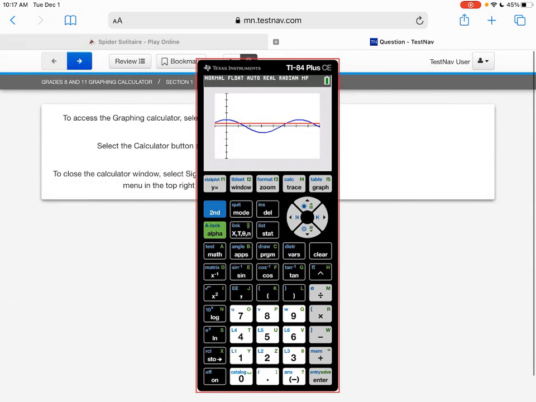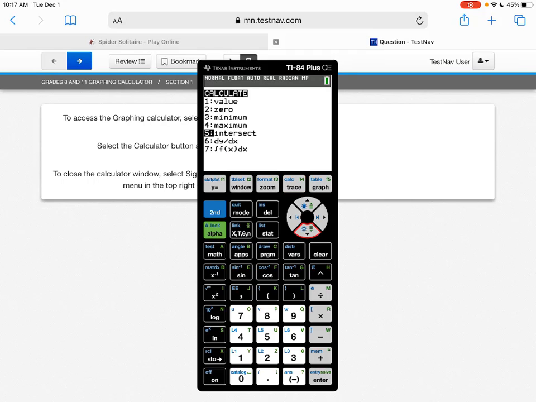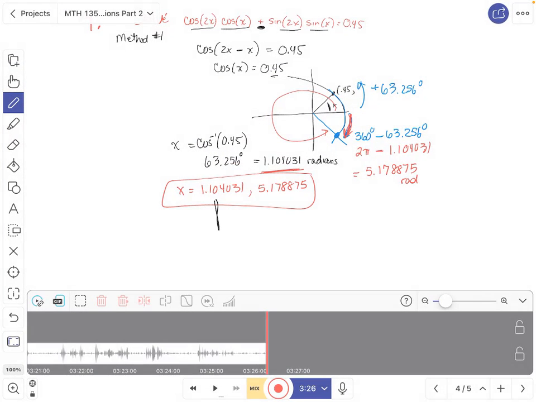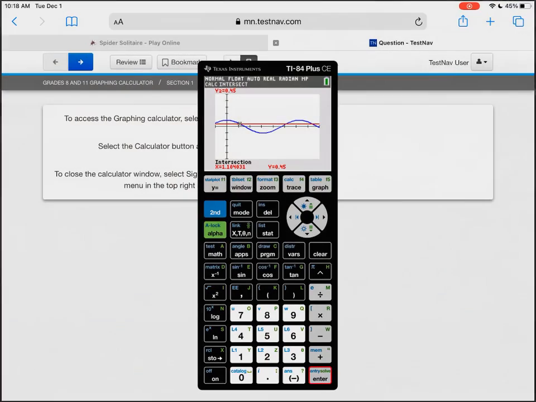So let's go back to here. Let's find my intersection. So second calc. Let's go down to intersection. My first curve is my blue curve. That's my y1, cosine 2x times cosine x. Notice it's up at the top. So that's my first curve. Hit enter. My second curve is the one in red. Hit enter. And let's do a guess for the intersection right about there. And it says I have x equals 1.10431. Well, that's good. That's exactly what I found right here. So that matches.